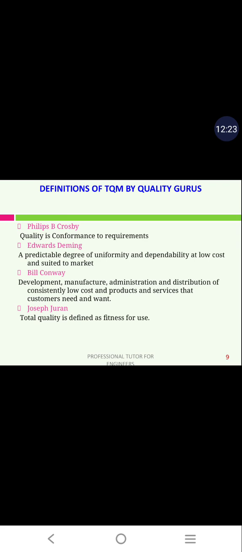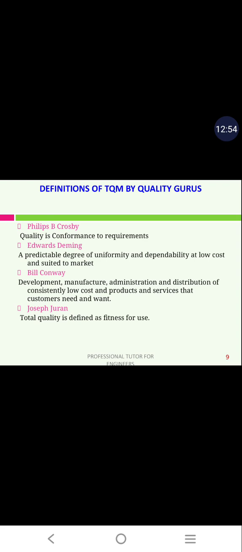So these are all the few people who did more research into TQM and gave their suggestions or procedures to implement TQM. Okay, so now we will discuss one by one in detail. So first one is Philip B. Crosby. He is one of the quality gurus, and what he says is quality is conformance to requirements.